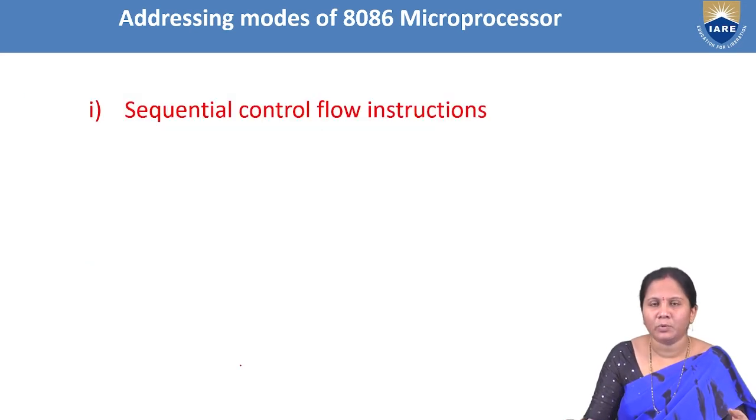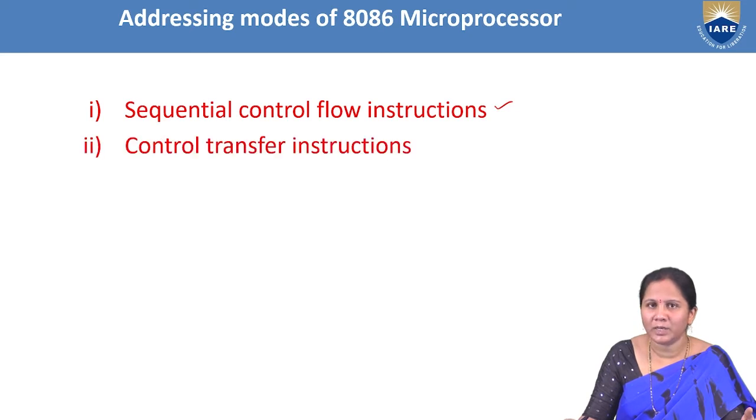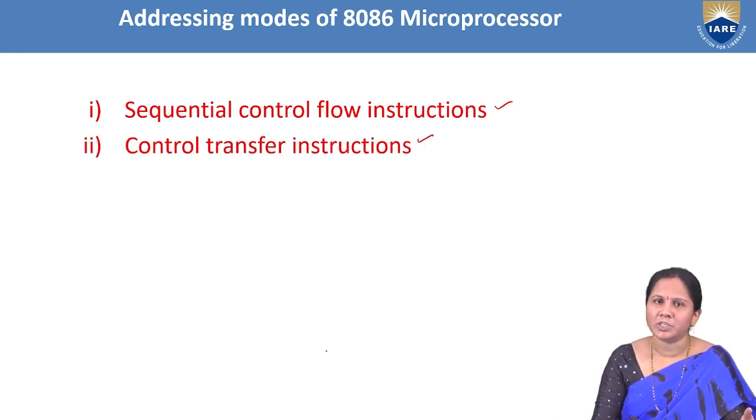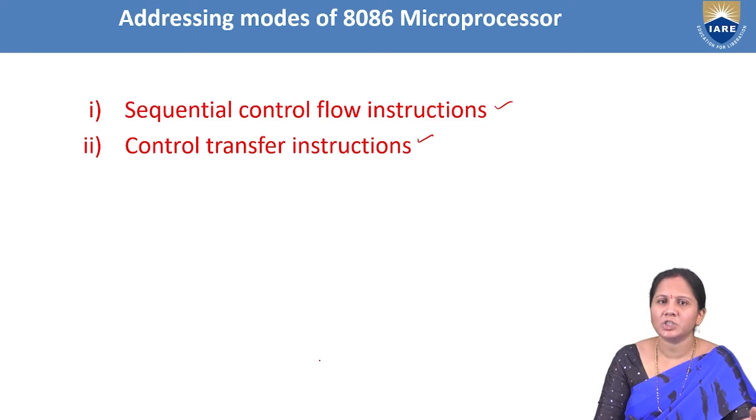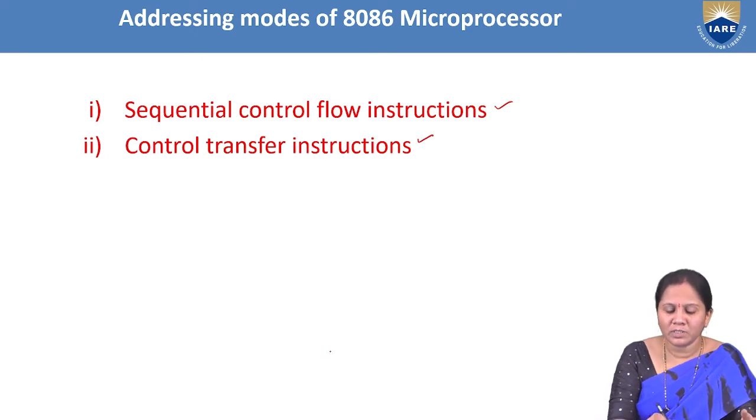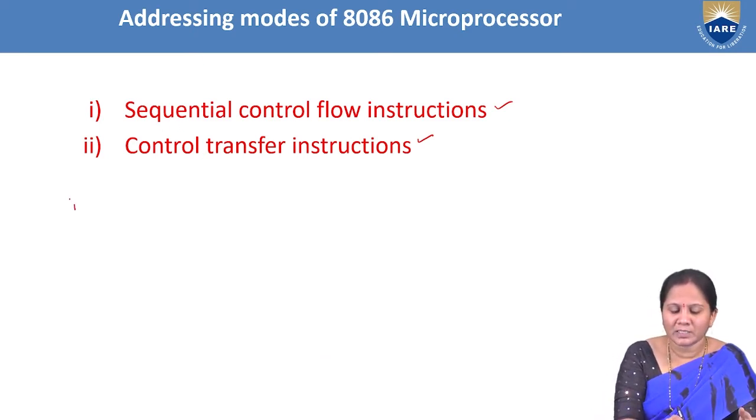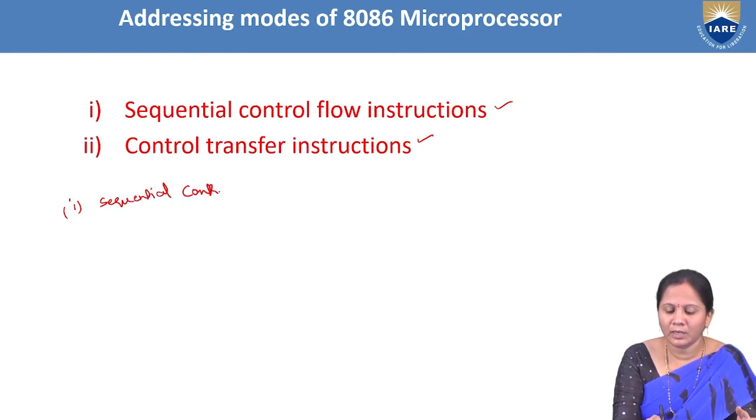So, the number of ways we can send the operand from source to destination are these types of addressing modes. Coming to the ways in which instructions can be executed, one is sequential control flow execution, and the next is control transfer instruction. In these two ways the instruction can be executed. Suppose you take the first case, sequential control flow instructions.